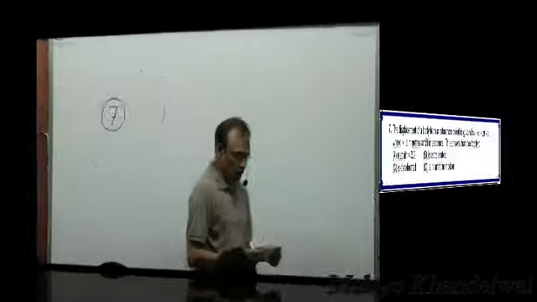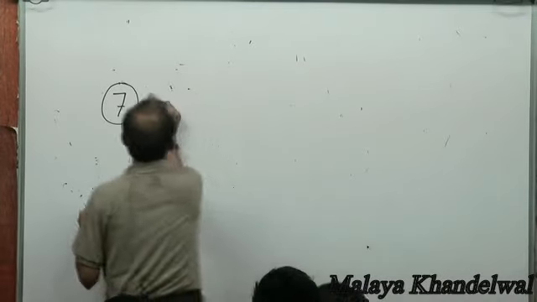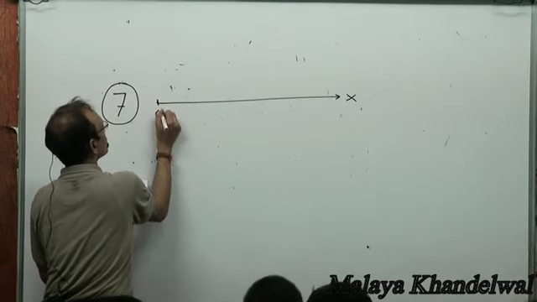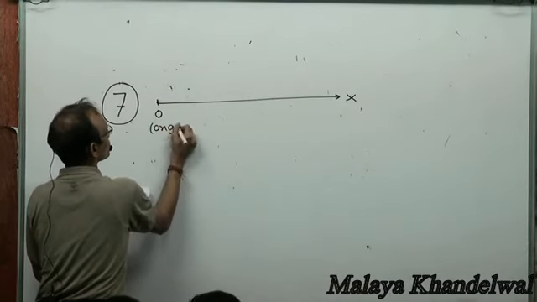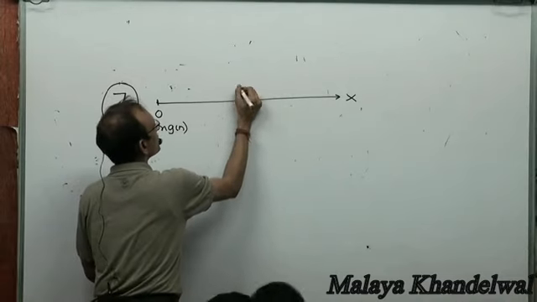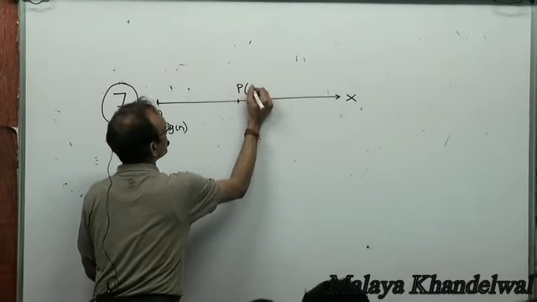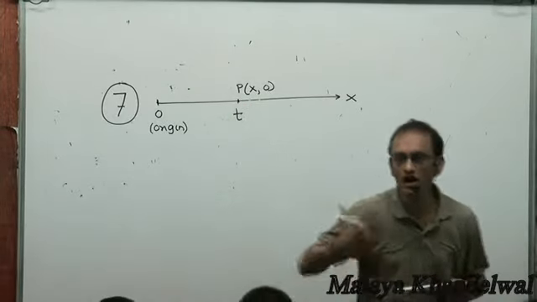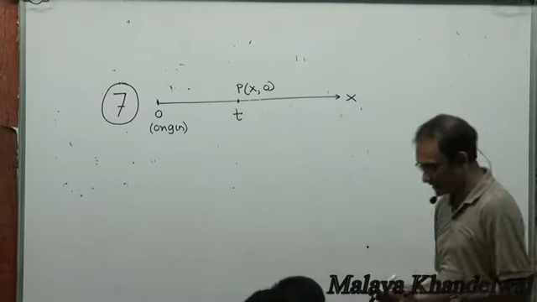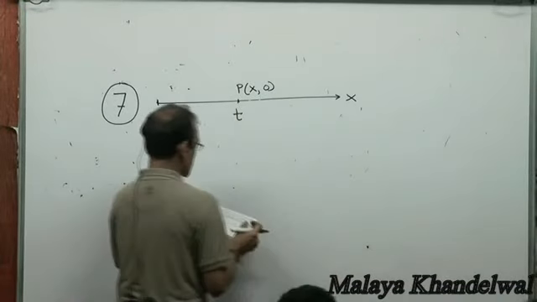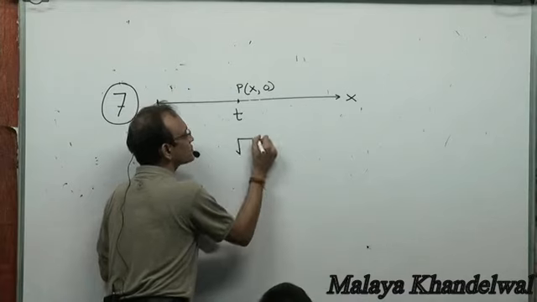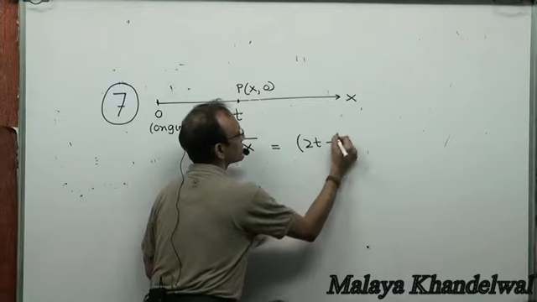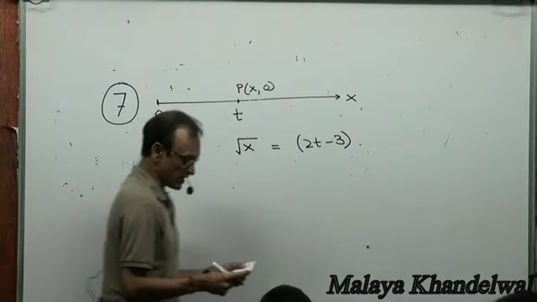The displacement of a body from a reference point, let's say along the x-axis, this is a reference point which is the origin. At an instant of time t, the particle is at P, which is x at an instant of time t. X is a function of time for a particle moving along the x-axis. X is in meters, t is in seconds, and it's given that x varies with time as root x equal to 2t minus 3. Okay?